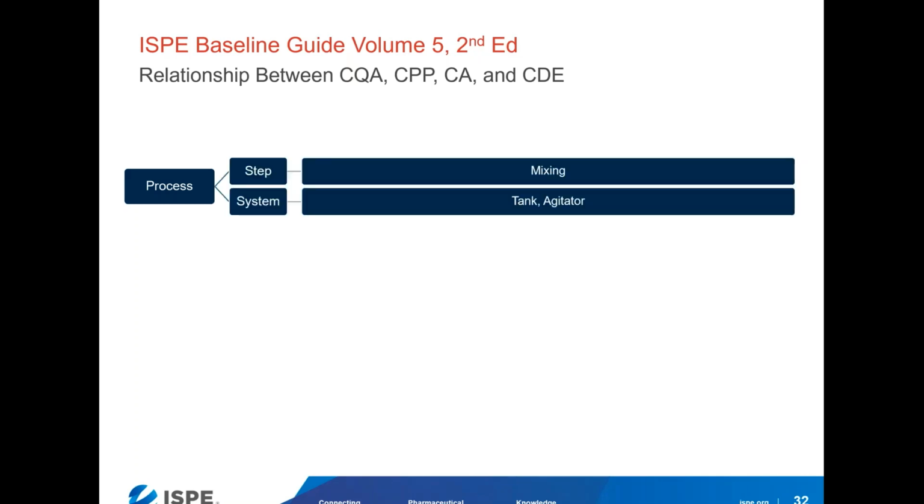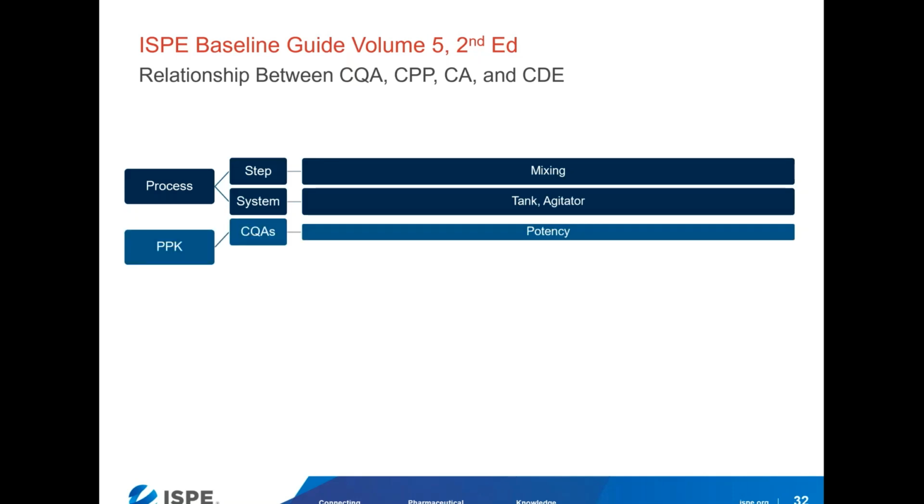So let's look a little bit more at the relationship between CQA, CPP, critical aspect, and critical design element. So we'll start with a simple process. It's a mixing process that has a tank and an agitator. Our product and process knowledge tell us that our critical quality attribute is potency, and therefore critical process parameters are mixing speed and mixing time.